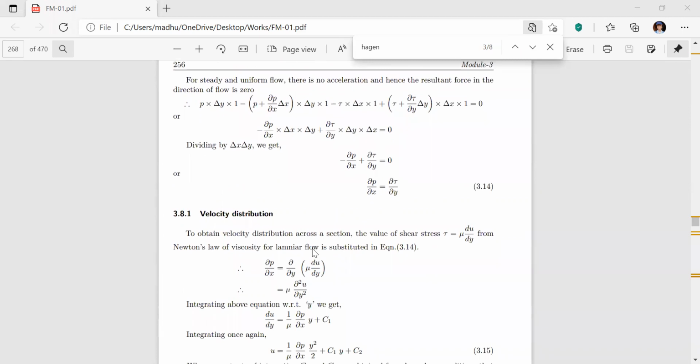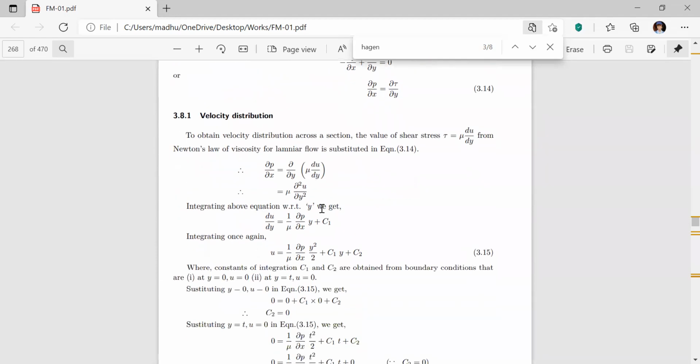Now equating all the forces with a proper component in a proper direction. When we equate them horizontally, considering the horizontal direction, this is the equation we will get. After simplification, finally we will get dou P by dou X is equal to dou tau by dou Y. So this is the equation of pressure distribution.